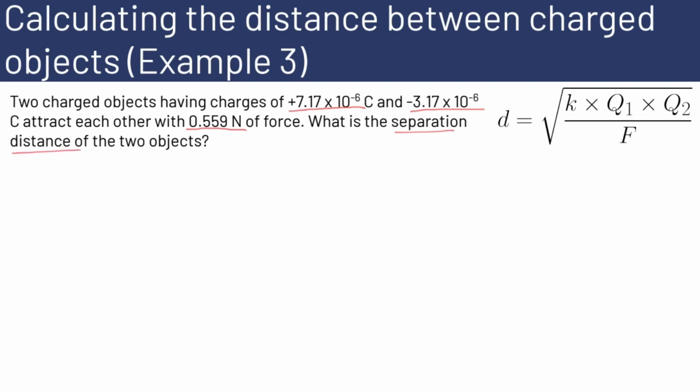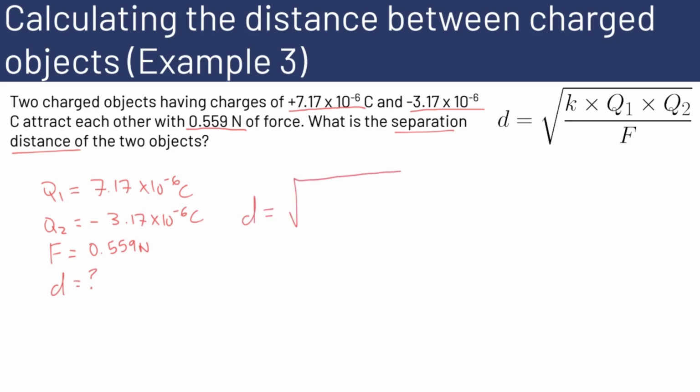Okay, so our two charges, we have Q1 is equal to 7.17 times 10 to the minus 6. Q2 is equal to minus 3.17 times 10 to the minus 6. And then our force is equal to 0.559 newtons. So we're looking for D. D equals question mark.